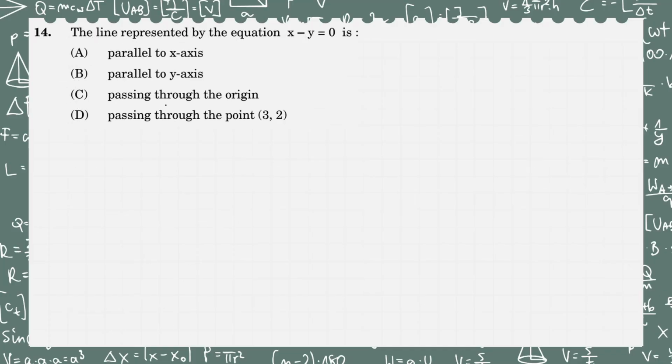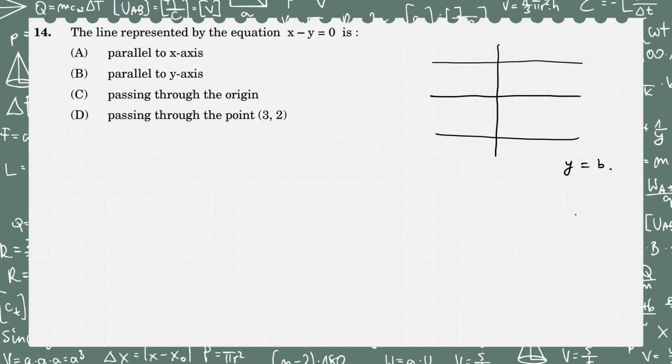Sum number 14. The line represented by the equation x minus y equal to 0 is, what type of line we will get? Okay, we have to tell it. So one thing we have to understand is, if this is the coordinate axis, any line which is parallel to x axis, either that side or this side, will be of the form y equal to some b, some constant. Okay, and this equation x minus y equal to 0 is of the form x equal to y or y equal to x, which is not y equal to some constant, right?